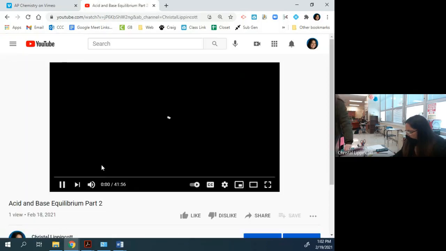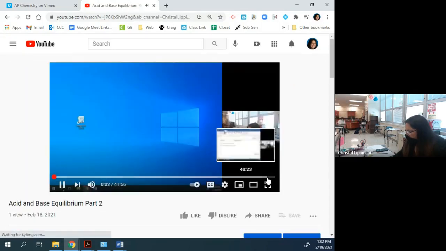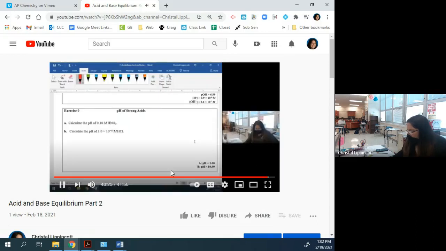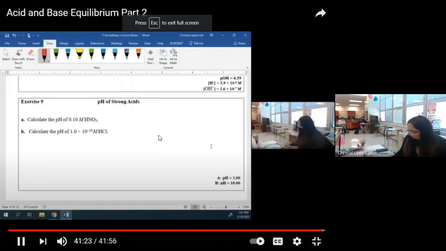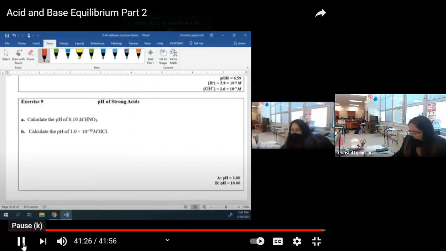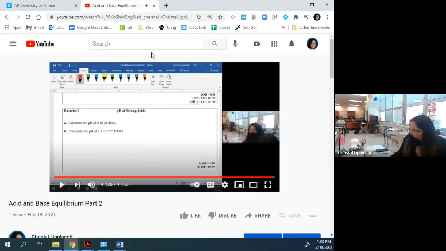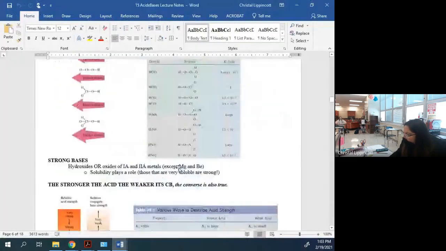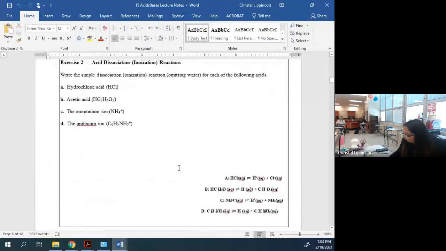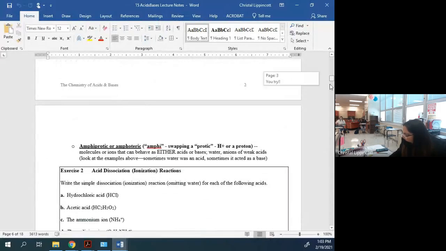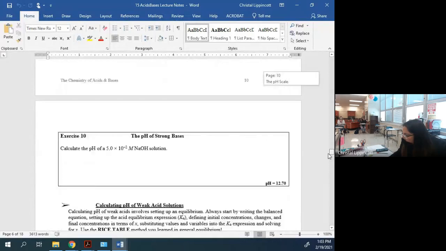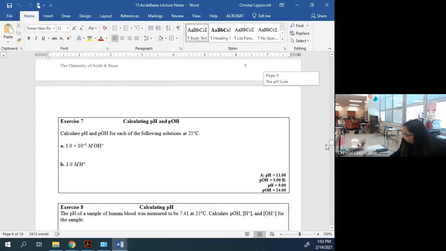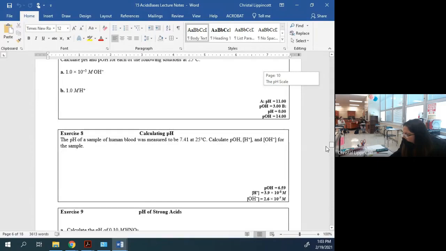Acid-base equilibrium, part 2. So exercise 9. Did I get exercise 9 done, or is that where I? Apparently I left off at exercise 9. Okay, so this should be somewhat of a review of acids and bases. We've talked about those. Exercise 9. Okay, so calculating the pH and POH.